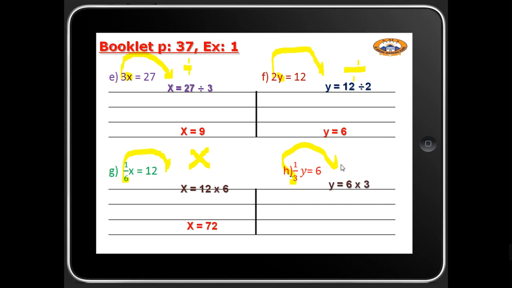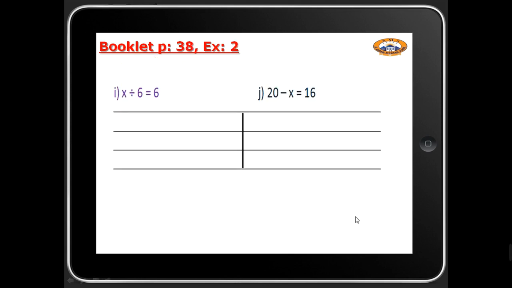So my y here equals the 3. When I move it, it changed to multiply. So 6 multiplied by 3, so y here equals 18. So we continue on page 38. We're going to continue solving exercise number 2.